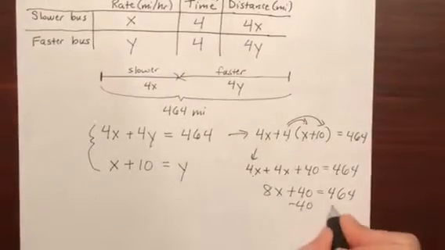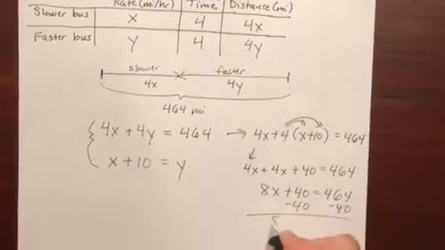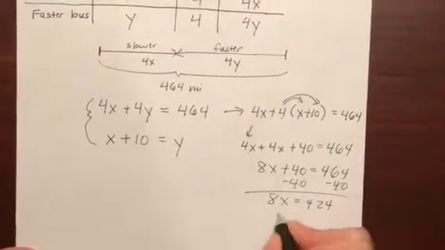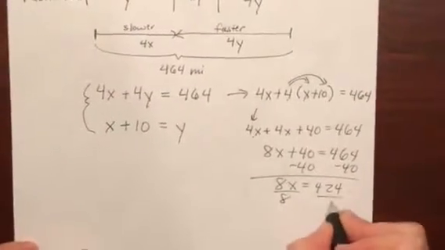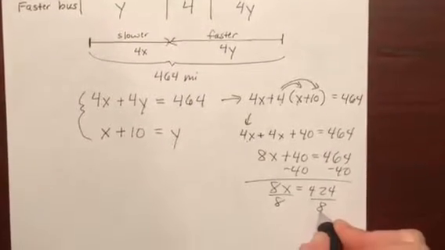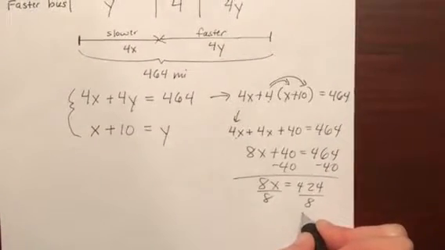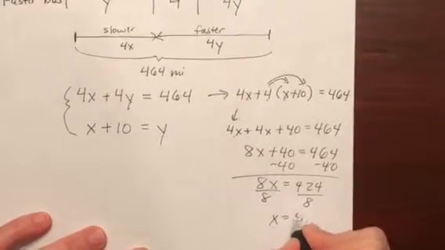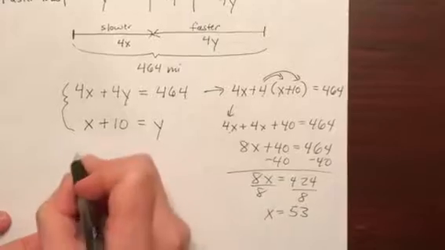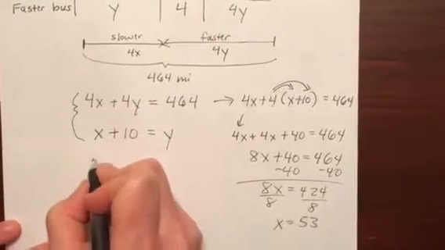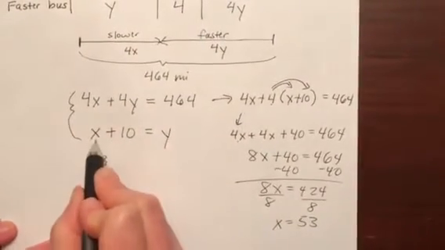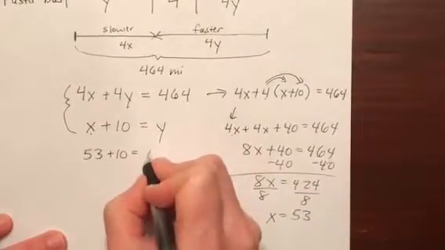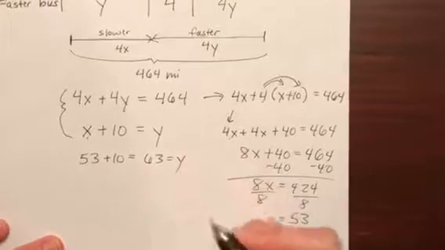I subtract 40 from both sides. I have 8x equals 424. And then I would divide both of these by 8. And so 424 divided by 8 equals 53. So x equals 53. And so then to figure out what the y is, I put the x back into this equation. 53 plus 10 would equal 63, and so that's my y.